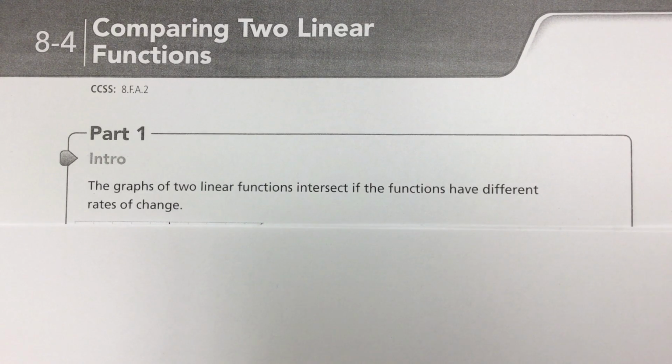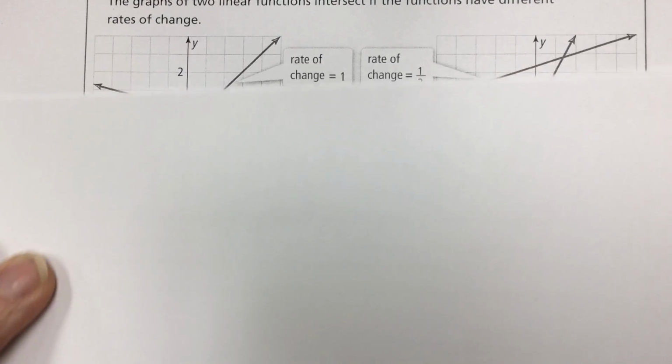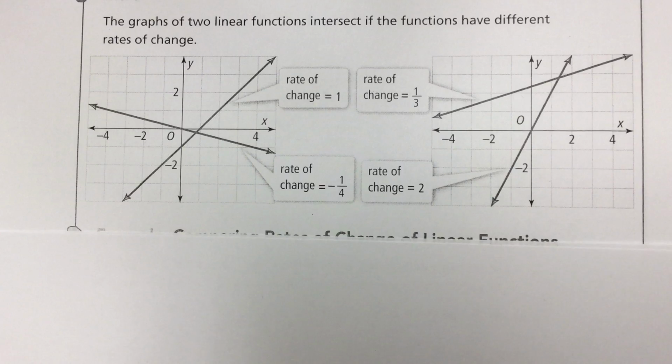Section 8-4, Comparing Two Linear Functions. Part 1. The graphs of two linear functions intersect if the functions have different rates of change. Remember, rate of change is your slope. So if two lines have different slopes, then they will intersect. So let's look at these two examples here that's been provided for us.